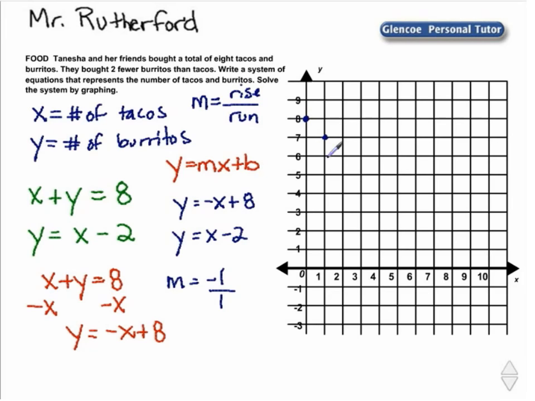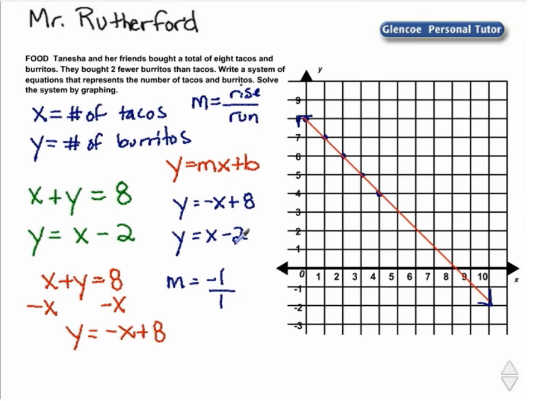And we may want to do that a few times, so down 1 and to the right 1, and then we need to construct our line. So I do this by connecting our dots with a straight line and putting arrows at either end.